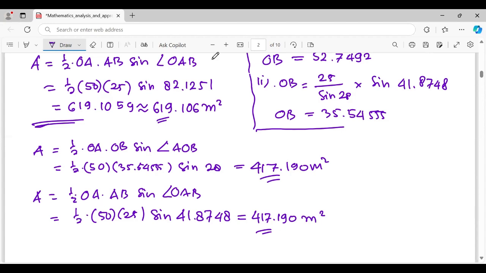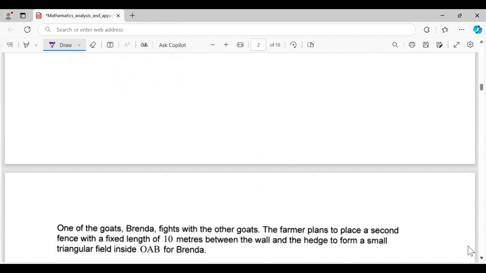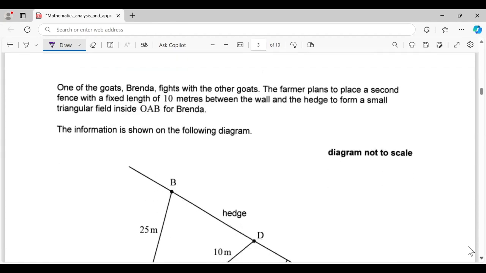Okay. Next. One of the goats, Brenda, fights with the other goats. The farmer plans to place a second fence with a fixed length of 10 meters between the wall and the heads to form a small triangular field inside OAB for Brenda. The information is shown on the following diagram.